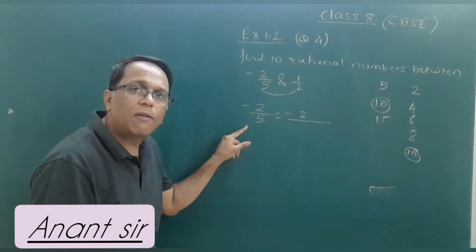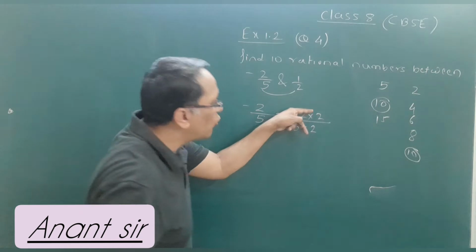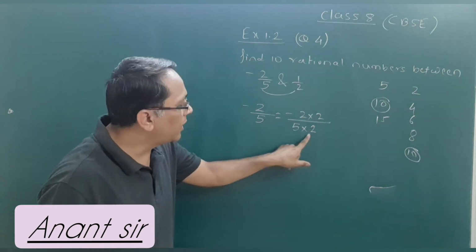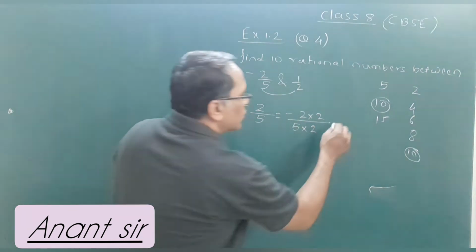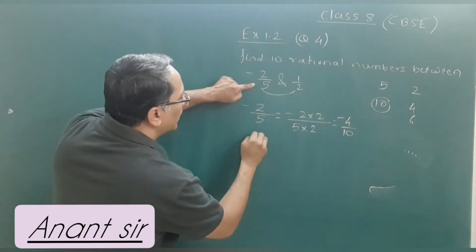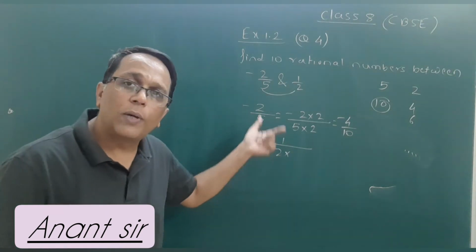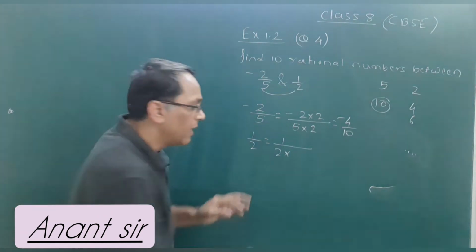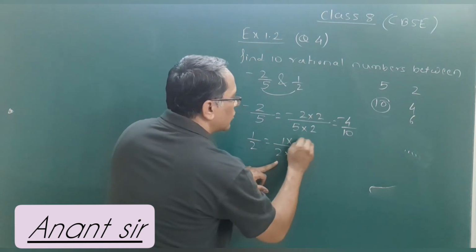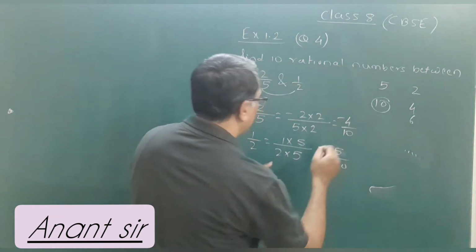So minus 2 by 5, I am going to multiply this fraction by 2 in the numerator and denominator, so that the denominator becomes 10. So it will be minus 4 by 10, right? Similarly, for this 1 by 2, I have to multiply the numerator and denominator by 5 to make the denominator 10. So when I do it, I get the answer as 5 by 10.